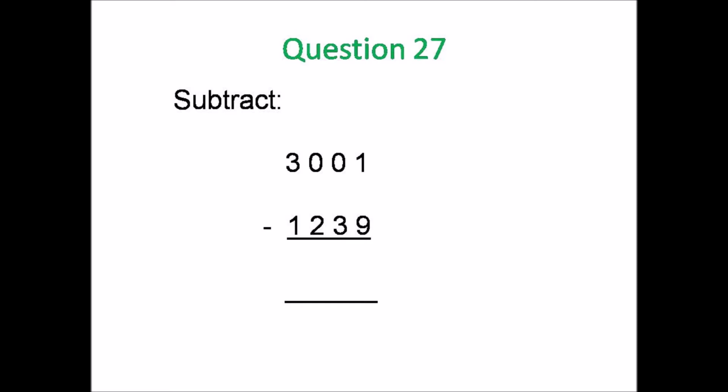Subtract 3,001 take away 1,239. This is with renaming. So you can't duck this either. You have to be able to rename in order to subtract. So get it done quickly. See if you can put the correct answer. Let's go, grade 4.